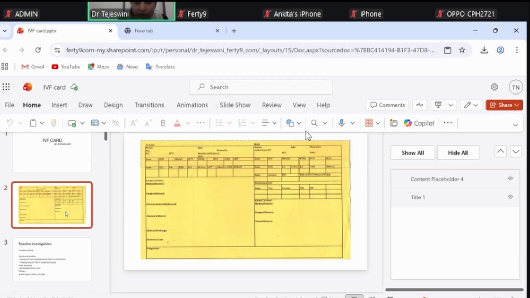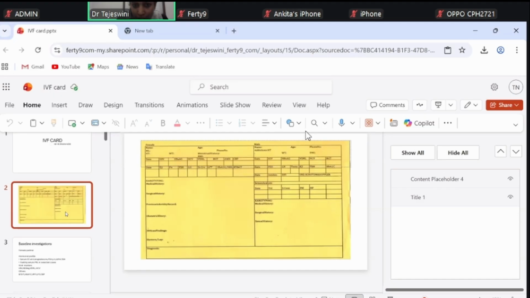So coming to this IVF card, the preliminary details will be pertaining to the name of the female partner, age. Age gives us an idea of the estimated ovarian reserve and oocyte quality. Marital life and whether that is a consanguineous marriage or not has to be noted. Along with that, the BMI of the female partner has to be noted, which gives us an idea on how much dose to start for that particular female partner.